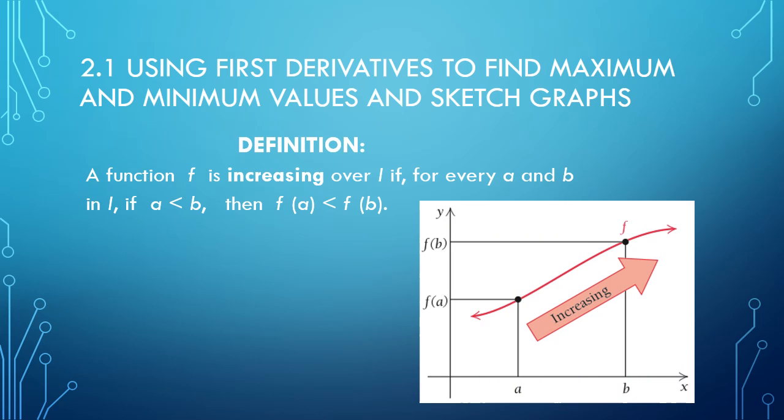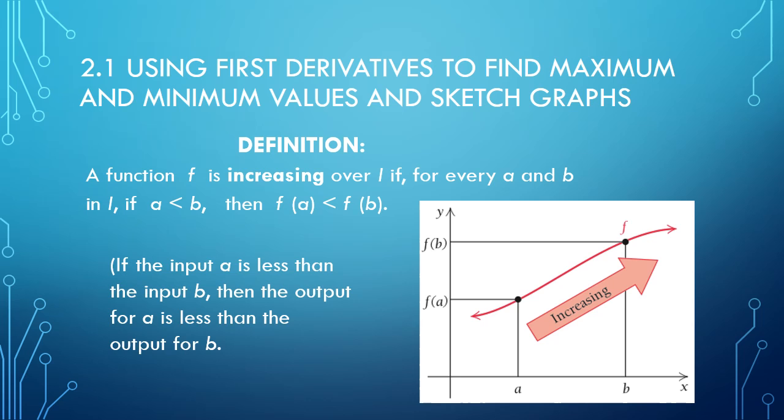Here's an example. You can see where a is, f of a, b and f of b. And you see that a is a lower value than b, and f of a is a lower value than f of b. And when that happens, your function is going to be increasing or going up as we look at it from left to right. Here's another way of putting it. If the input a is less than the input b, then the output for a has to be less than the output for b.